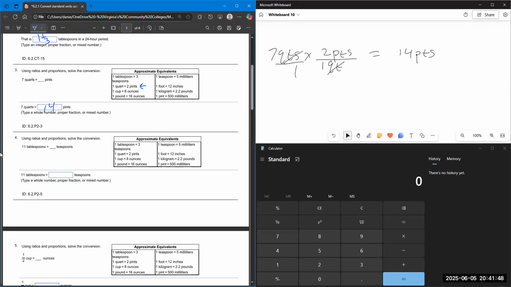Now we have 11 tablespoons times, and then 1 tablespoon is 3 teaspoons. 11 times 3 is 33.